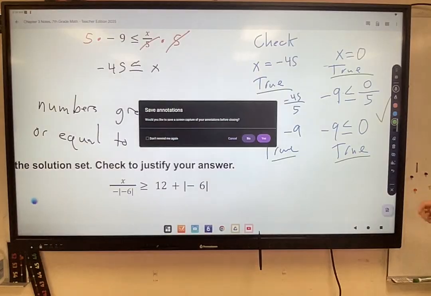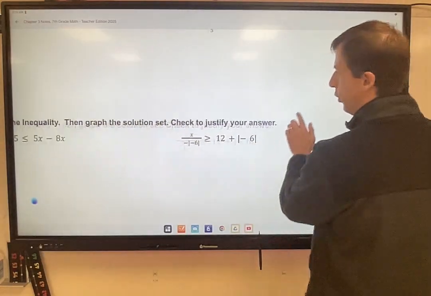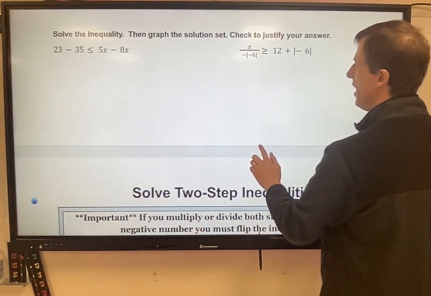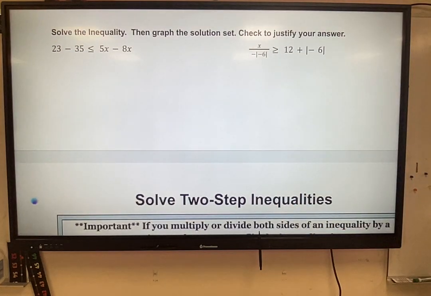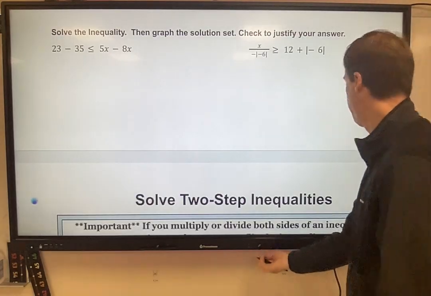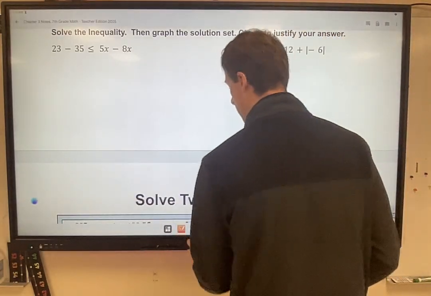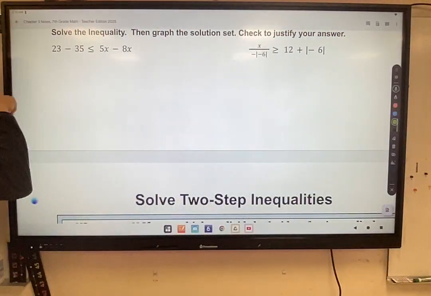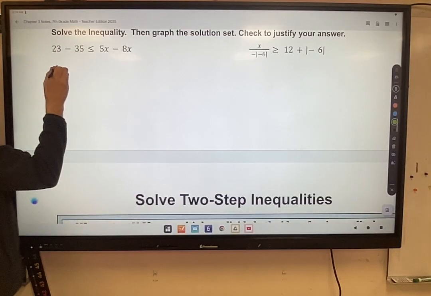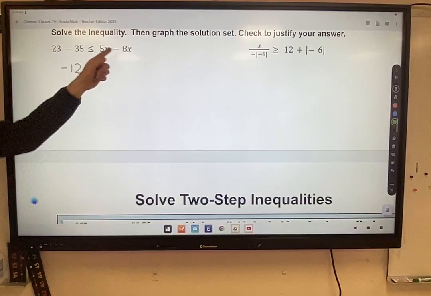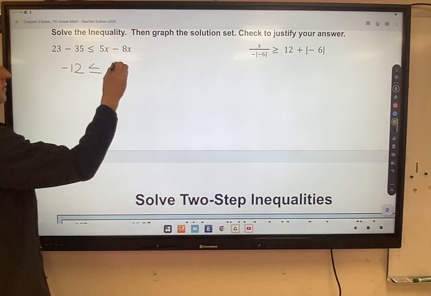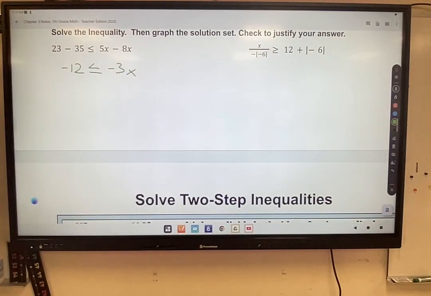All right, moving on to the bottom here. These two, we're just taking the same thing and making it slightly more complicated by adding that you have to simplify the two sides of the equation before you solve it. So the first one, 23 minus 35, I can just do that before I solve. 23 minus 35 is negative 12. 5x minus 8x is negative 3x. All right, so I just simplified. If you don't know how to simplify, ask me, I can help you out.